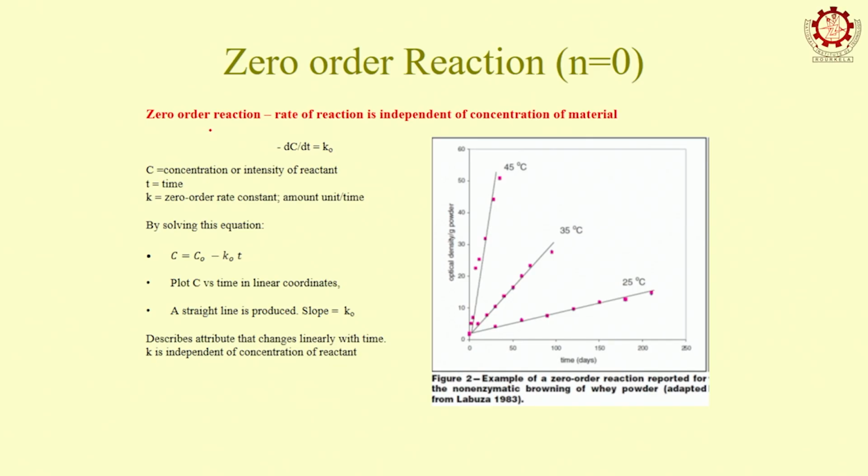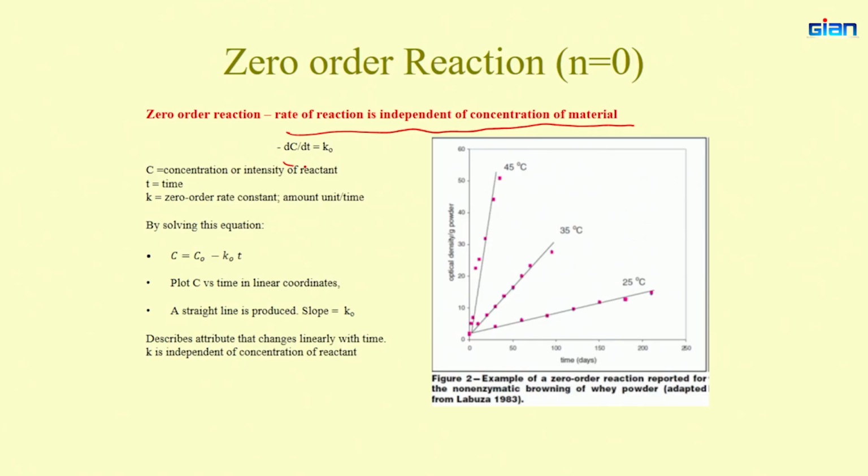So, zero order reaction basically assumes that the rate of reaction is independent of the concentration of the material. In other words, I have a certain concentration of my ascorbic acid, and the change in ascorbic acid value with time is independent of concentration. So, if I had 100% concentration, or 75% concentration, or 50%, it's immaterial. It's going to decrease maybe 5% every minute I'm processing.